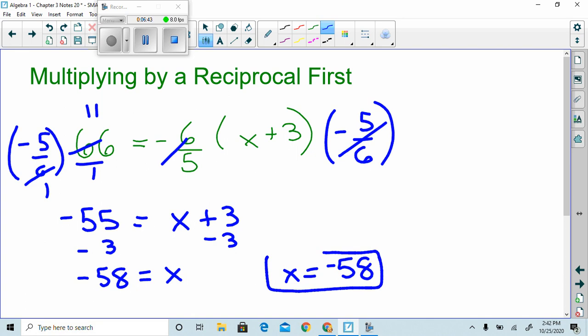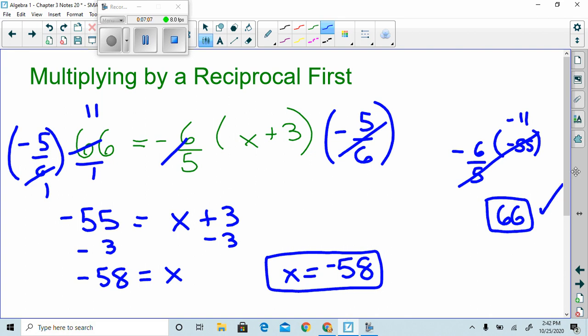Now, here's where we, especially when we're dealing with all these signs and fractions, I really want to check. So if I have negative 58 plus 3, that will give me a negative 55. Negative 55 times negative 6/5 cancels, and that gives me a negative 11. And negative times negative gives me positive 66, and it works.